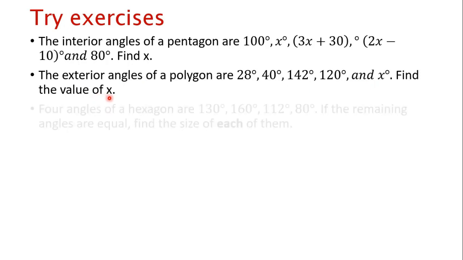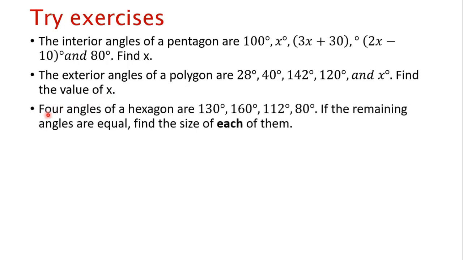All of these are word problems. You generate equations to find x based on the formulas we wrote for polygons. 4 angles of a hexagon are 130 degrees, 160 degrees, 112 degrees, 80 degrees. If the remaining angles are equal, find the size of each of them. So you are finding the size of the remaining 2 angles. If those 2 angles are equal, you generate an equation and use the formulas to write an equation, and then you find the remaining 2 angles.